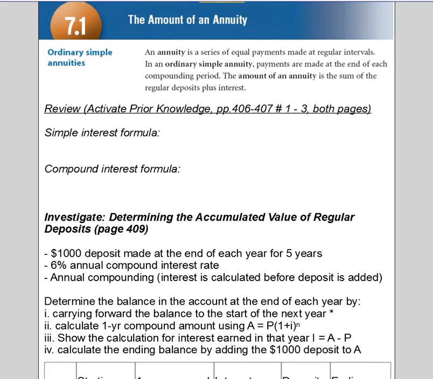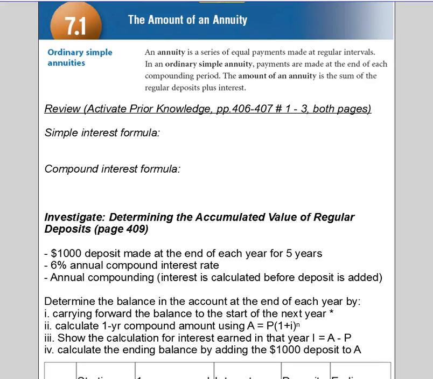In an ordinary simple annuity, this is important, payments are made at the end of each compounding period. What that means is that the amount that's in there at the beginning of the compounding period will earn interest, and then at the end of the compounding period, an additional deposit is added onto that. And an annuity is just a series of regular payments. The amount of an annuity is what you get when you total up what all those deposits plus interest are worth. We've done simple interest and compound interest previously.